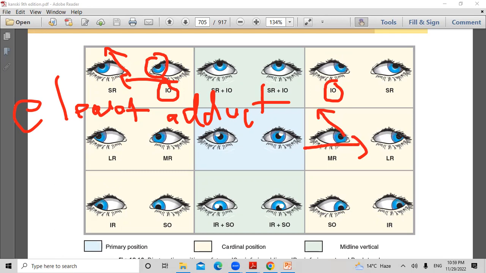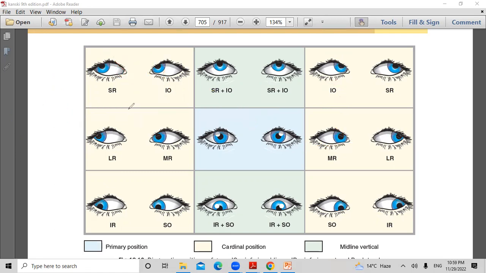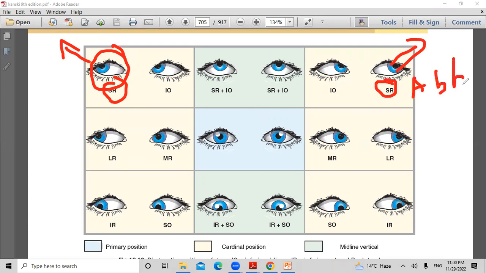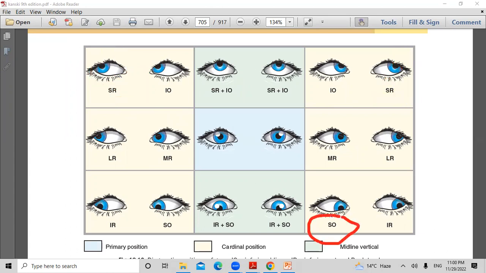So how to examine it? By adduction. When we tell him to look up and to the right side, what is responsible for this movement is the superior rectus muscle. And up and to the left in the other eye, this is the superior rectus. So upward in abduction, the one responsible is the superior rectus. Now let us go to the depression. Depression in adduction, the superior oblique, depression in abduction, the inferior rectus, and depression in abduction in the left eye, the inferior rectus.